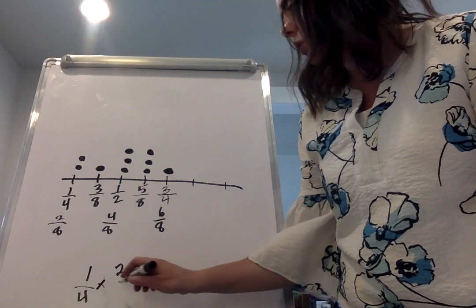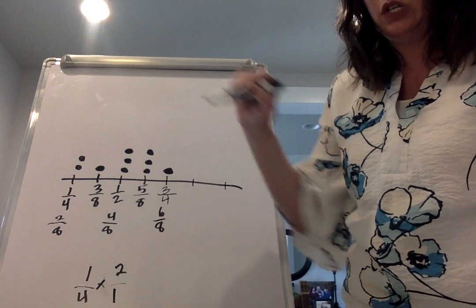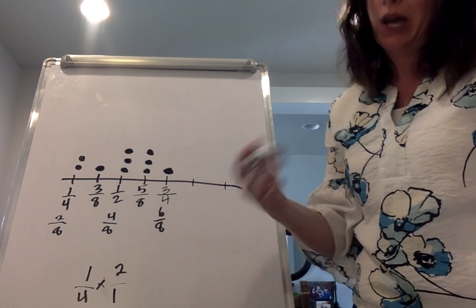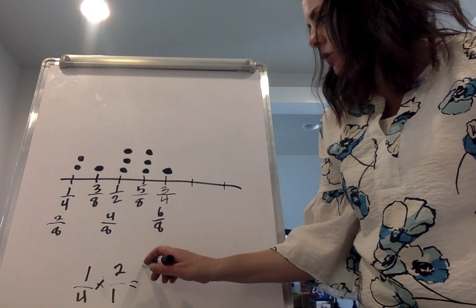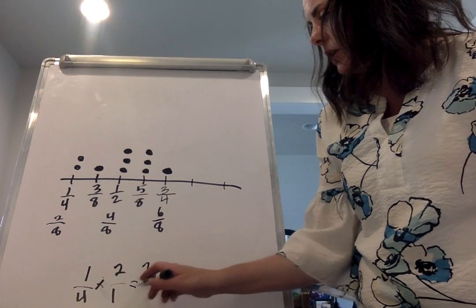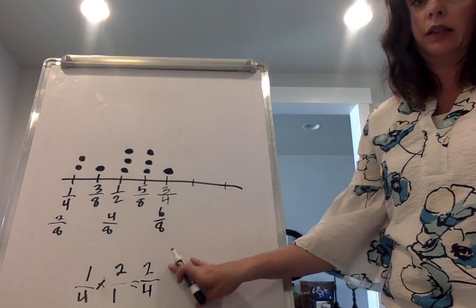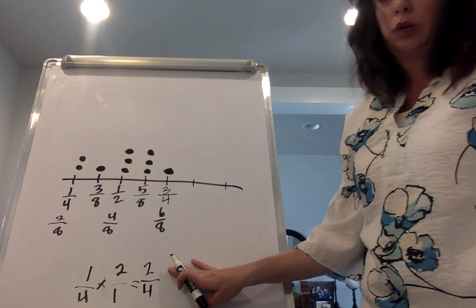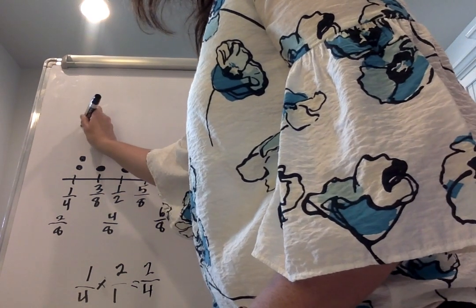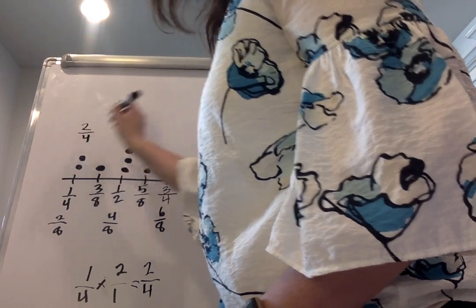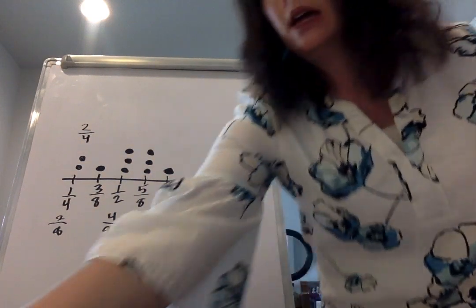Times 2 over 1, right? There's 2 for the fourth, so I need to do 1/4 times 2. Gotta make it be a fraction, so it's gonna be 2 over 1. 1 times 2 is 2. 4 times 1 is 4. Okay. I'm just going to leave it like that right now because I'm not exactly sure what my common denominator is going to be. So I'll list it up here that this is 2/4. So these two together is 2/4. Okay.